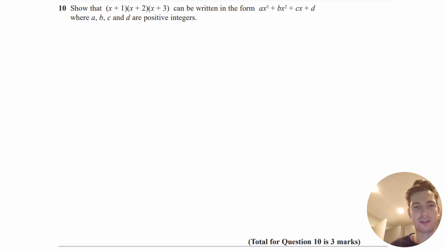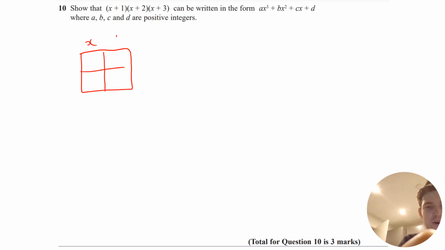Okay, so show that (x + 1)(x + 2)(x + 3) can be written in the form... Okay, so pretty standard expanding triple brackets question. We'll do x plus 1 times x plus 2 first. So we should be pretty confident with this. This is x squared plus 3x plus 2.